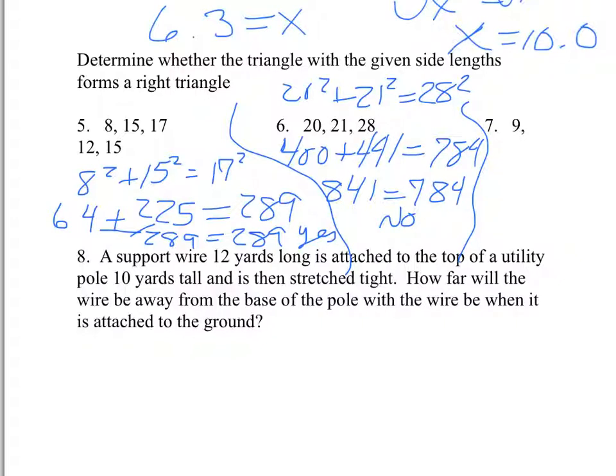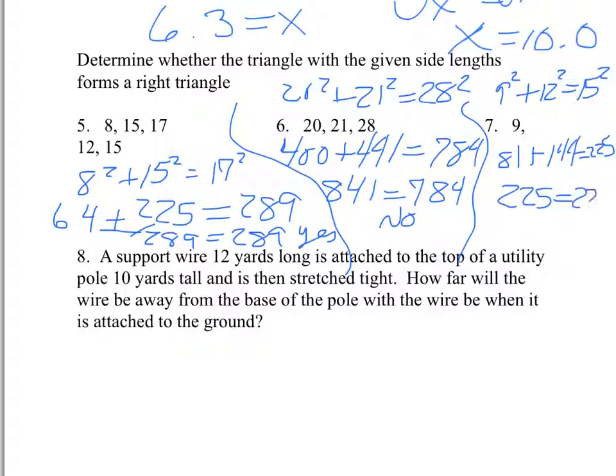Last one, 7. I have 9, 12, and 15. So 9 squared plus 12 squared needs to equal 15 squared. So 81 plus 144 needs to equal 225. 81 plus 144 does in fact equal 225. So yes, these do form a right triangle. And you do need to put yes or no, because that is what the question is asking.